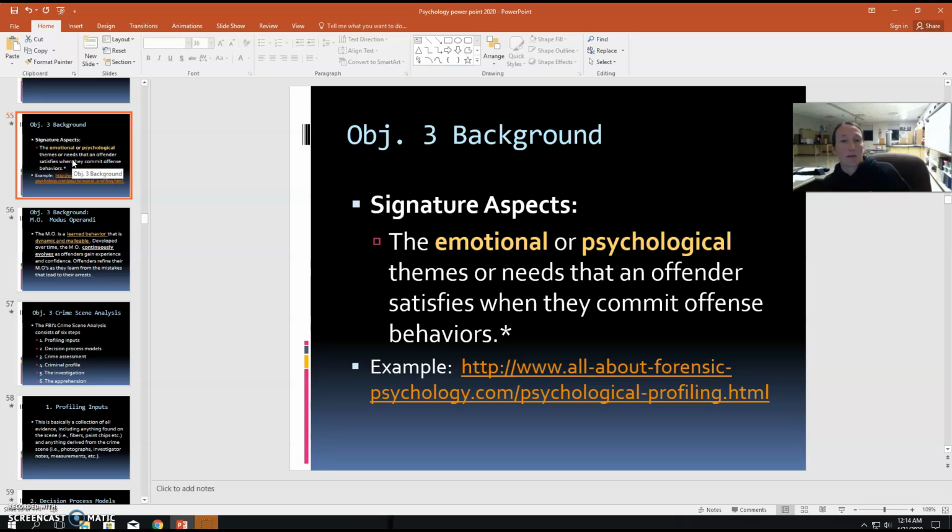We talked about this yesterday when it says signature aspects. Okay, why do they do signature moves? And it's to fulfill 2 things. Okay, so signature aspects, and once again, we're taking notes directly in your notes packet. So your notes are already filled in, but you can highlight, make little side notes, whatever. So signature aspects, the emotional or psychological themes that the offender needs in order to commit the offense, right? So that the offender satisfies when they commit the offense behaviors.